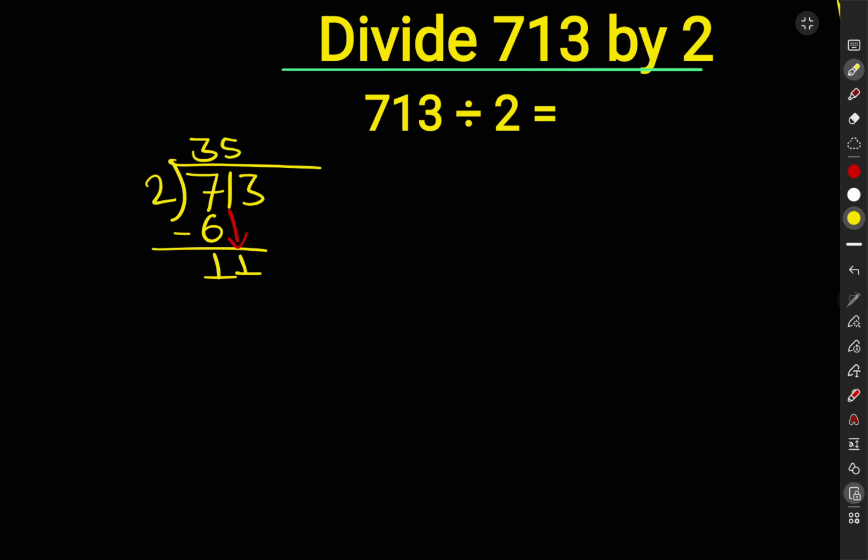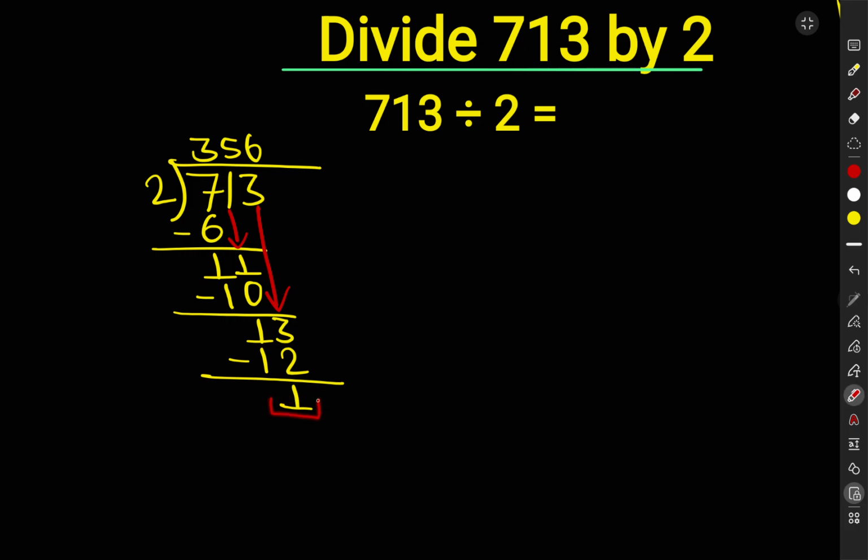So 2 times 5 is 10. On subtracting we get 1. So again we put down this 3 and it is 13. 2 times 6 is 12. On subtracting we get 1.